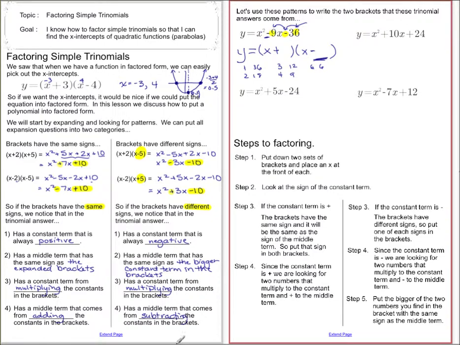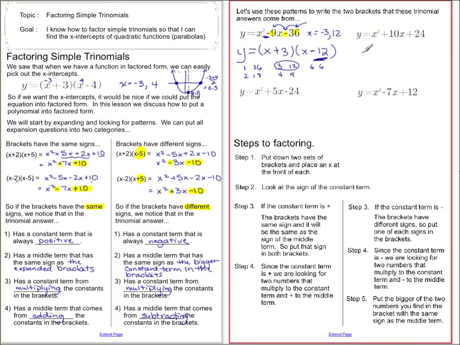Well, which one of those subtract to 9? I think it's this one, 3 and 12. Those subtract to 9. And remember, I have to put the 12 in the bracket that has this sign. So in here, 12 and 3. And so now, once we've done that, I know what my x-intercepts are. My x-intercepts are -3 and +12.